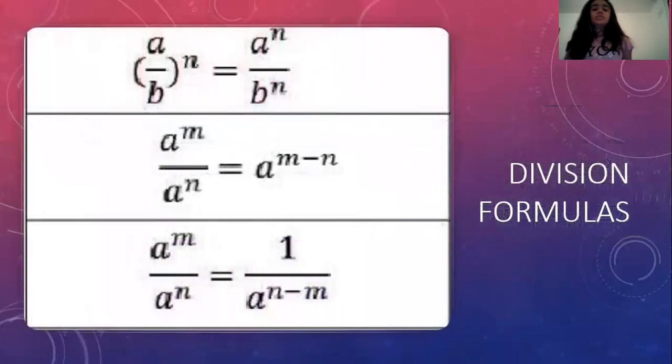So let's move on to our division formulas. First formula is a divided by b, to the nth power. But we can write it as a to the nth power divided by b to the nth power. Second one, a to the mth power divided by a to the nth power can be shown as a to the m minus nth power. And finally, the last formula, I don't really think you'll need it that much, but it's better for you to know. If we have a to the mth power divided by a to the nth power, we can write it as 1 divided by a to the n minus mth power.